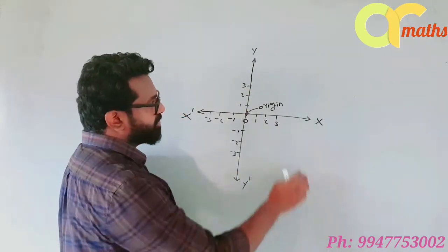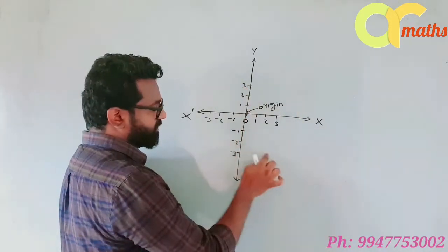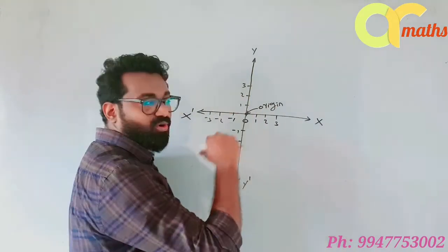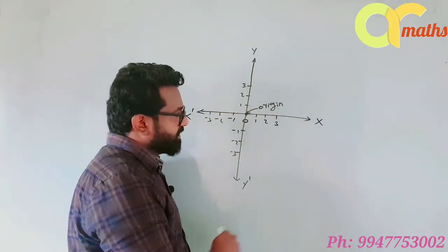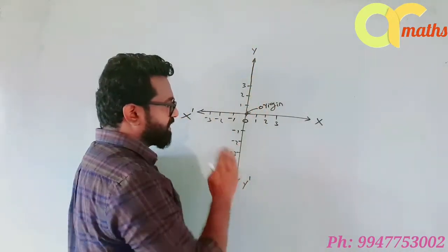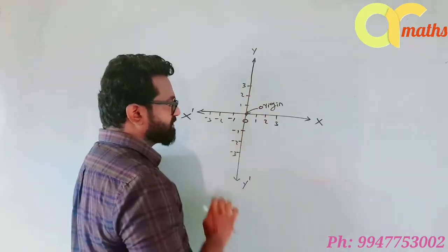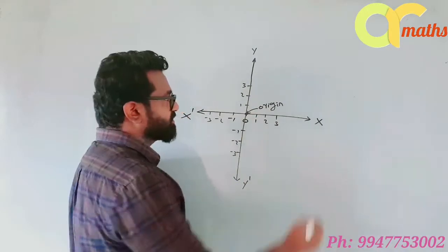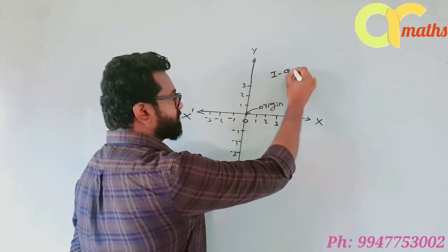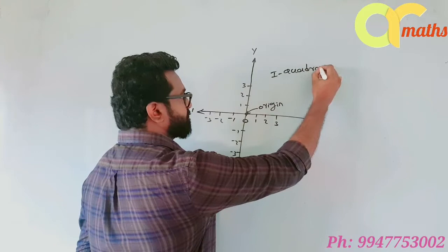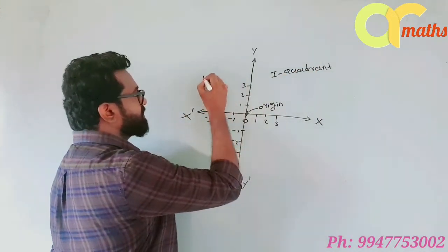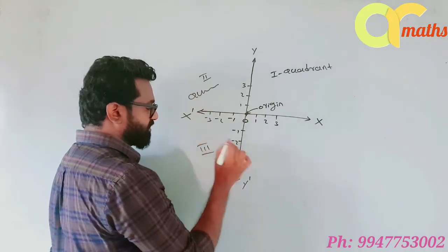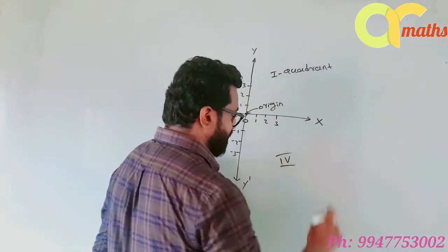Then here how many portions? 1, 2, 3, 4. One of these portions is known as a quadrant. If two axes cut the plane into 4 sections, one of the sections is known as a quadrant. This is the first quadrant. This is the second quadrant. Here the third quadrant. This is the fourth quadrant.